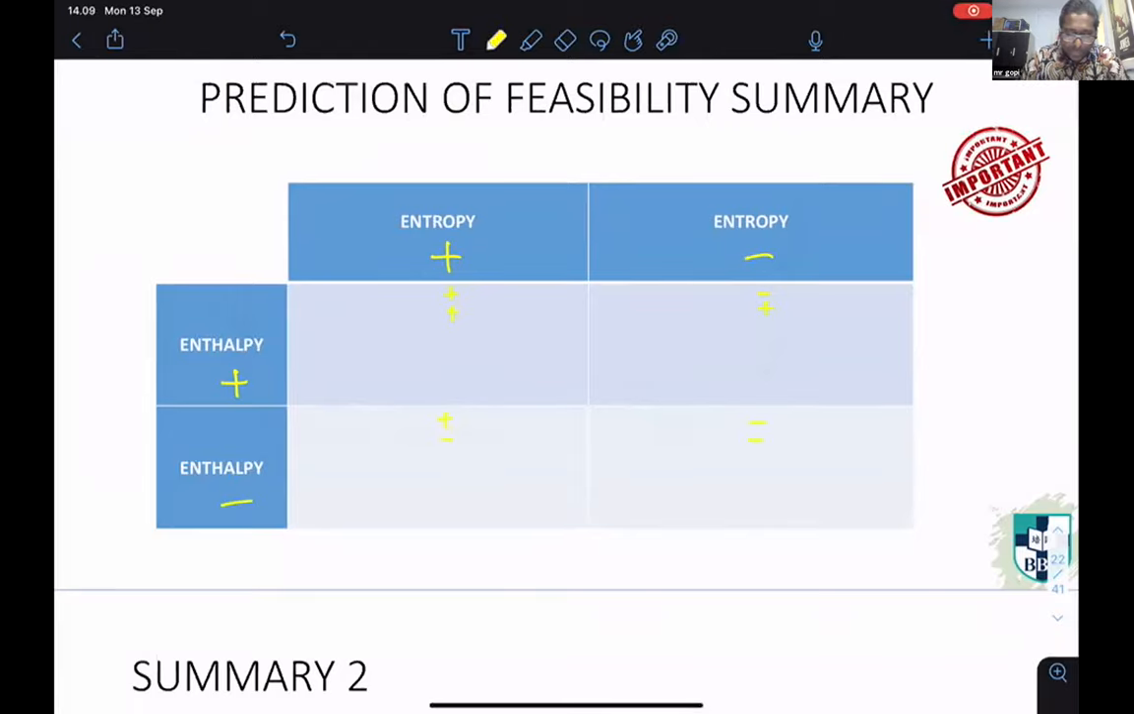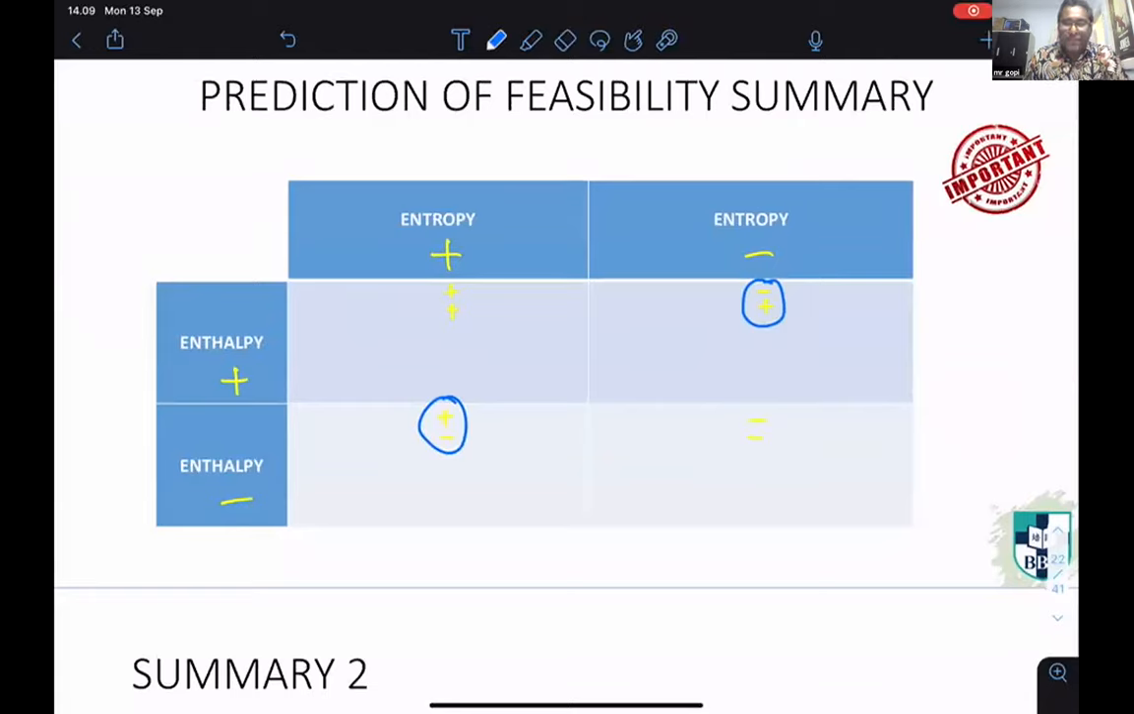Now what I want you to look into is, remember, different is easy. How easy? Let's see. Entropy is negative, they are going to become more ordered. So they are going to be non-spontaneous. Entropy is positive, they are disordered. Enthalpy is negative, exothermic, they are getting hot. Most likely the reaction is spontaneous. So all this will happen at any temperature. So you identify that quadrant first.